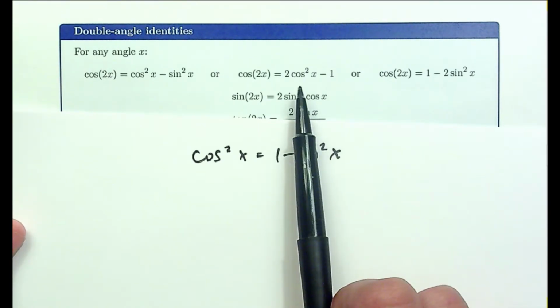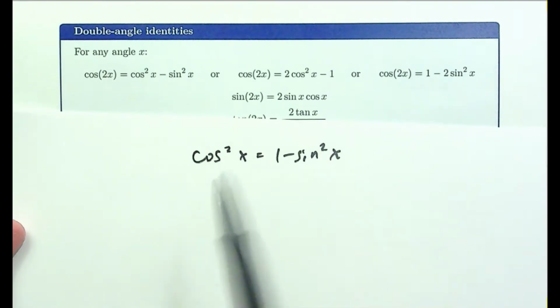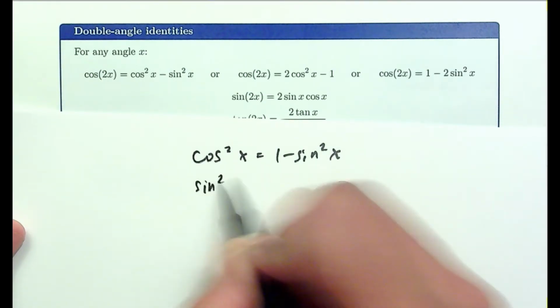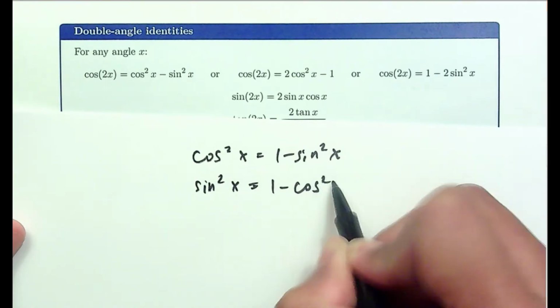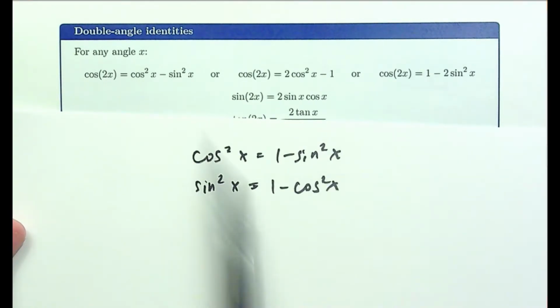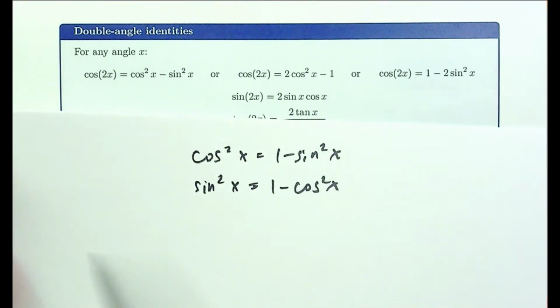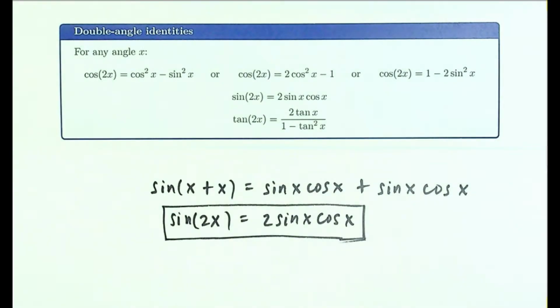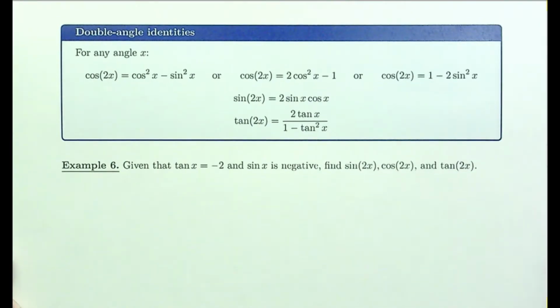To get the middle one, you do exactly the same thing, but instead of replacing the cosine squared, you replace the sine squared. Sine squared is 1 minus cosine squared. So if you replace the sine squared with 1 minus cosine squared right here and simplify, you will get the one in the middle. And that's how you derive all five. Let me see, 1, 2, 3, 4, 5. Yeah, all 5 double angle identities.